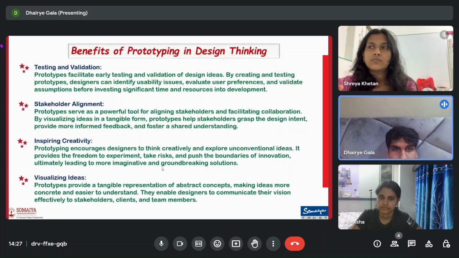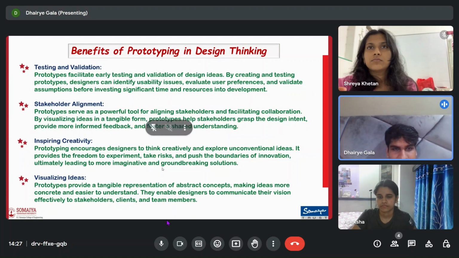Now we will talk about advantages of prototyping and design. So, firstly, testing and validation. Prototypes facilitate early testing and validation of the ideas. By creating and testing prototypes, designers can identify usability issues, evaluate user preferences, and validate assumptions before investing significant time and resources into development.